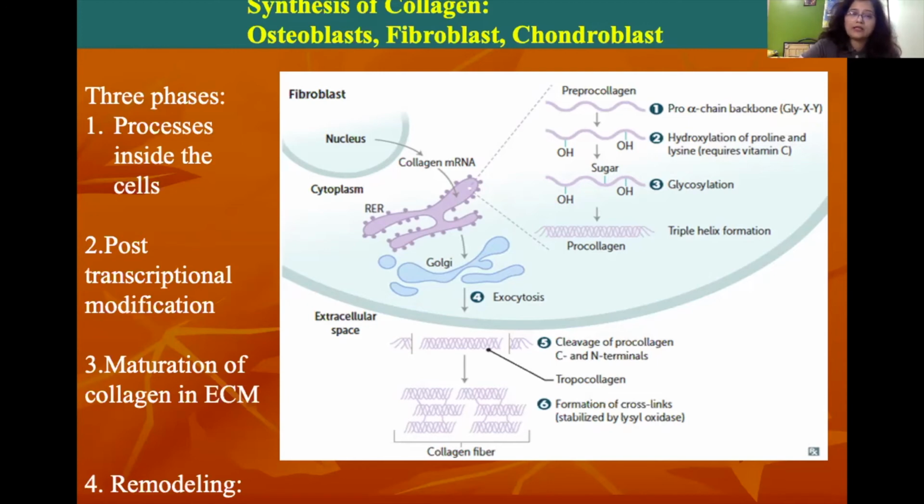So you can see this is how synthesis of collagen occurs in three phases: processes inside the cell, then post-translational modification, and maturation of collagen. After some time, this collagen fiber is not static, but it undergoes remodeling. So how does remodeling occur? This remodeling is done with the help of specific matrix metalloproteinases and collagenase enzymes. So they lyse this collagen, and again this collagen is reformed.